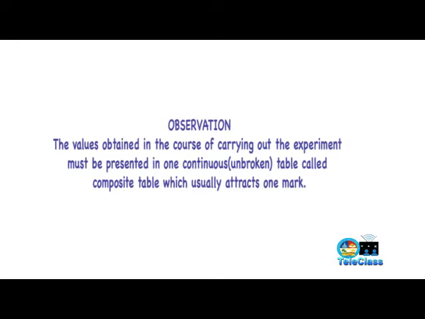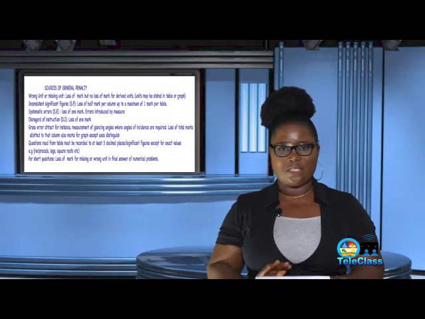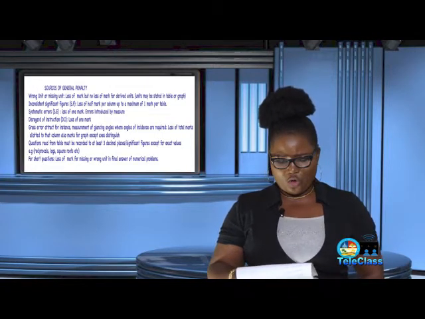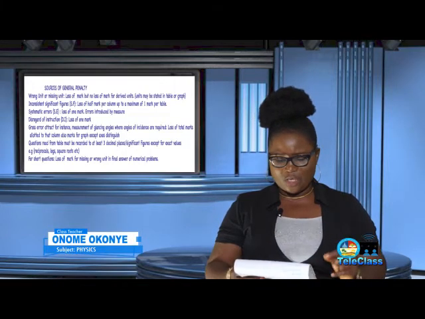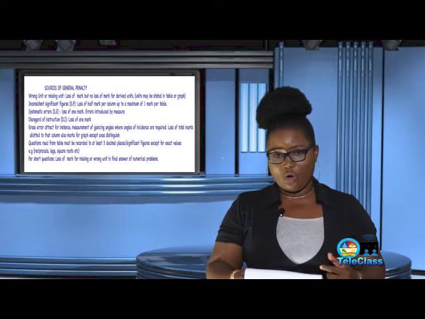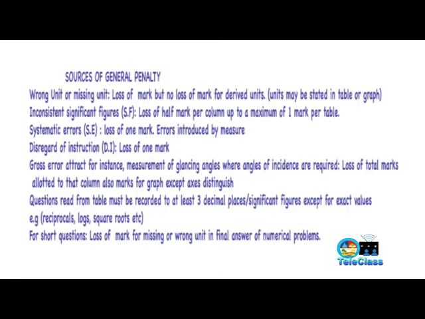So moving on, I want to give us some sources of general penalty. Let's take note of general penalty while carrying out practicals. 1, wrong unit or missing unit attracts loss of half mark. If there is no unit or your unit is wrong, it attracts loss of half mark. Units may be stated in the table or in the graph. If the unit is stated in the table and is not stated in the graph, you don't penalize, you can still mark. But there's no loss of mark when it comes to derived unit.